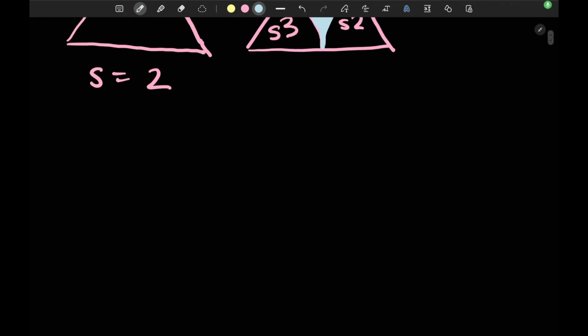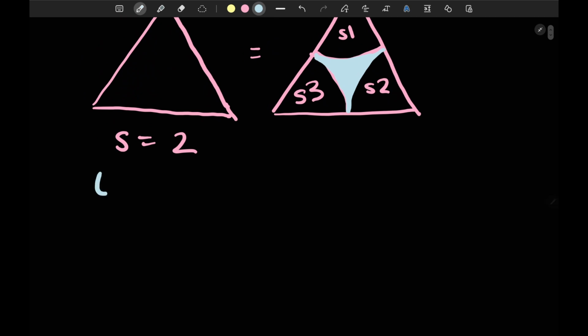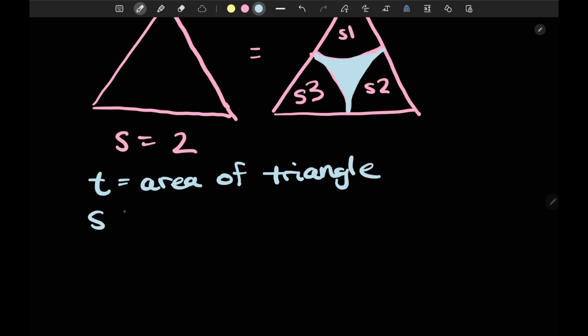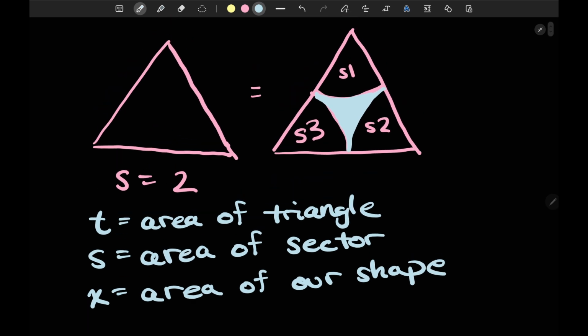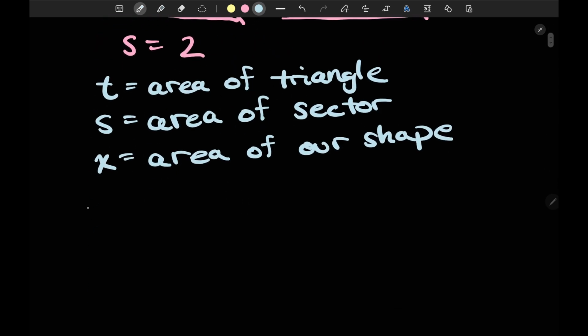So let's set up some variables to help think this through. Let's say T is the area of the triangle. Let's say S is the area of a circle sector. And let's say X is the area of the shape that we're looking for. So from this explanation, we know that the area of the triangle is equal to 3 times the area of a sector plus the area that's left over.